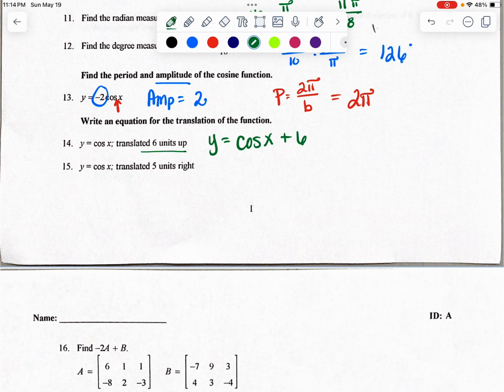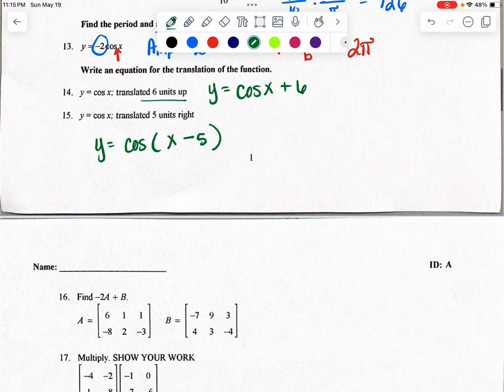And, like I said, our left and right movement, the horizontal shift, that's the one that's backwards, right? I mean, you're changing the x value, so you're adding or subtracting it to the x value. So for this one, it would be y equals cosine, and then in parentheses, x minus 5. Remember, plus and minus are a little different with our horizontal shifts, so it is a minus because it's right, which I know feels opposite, but that's that.